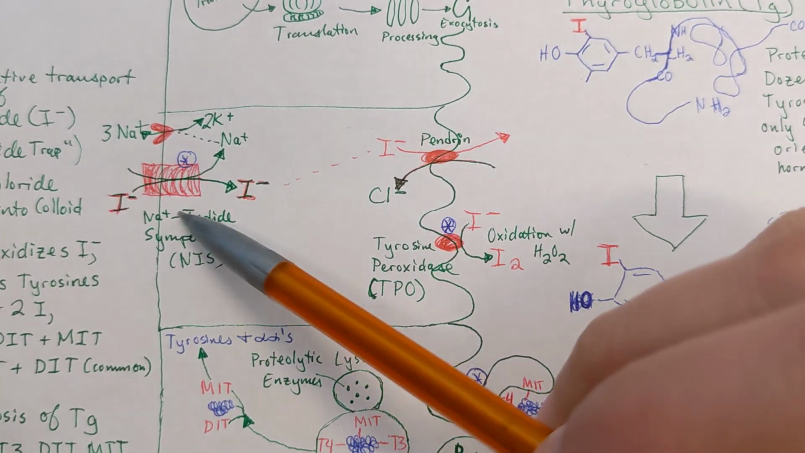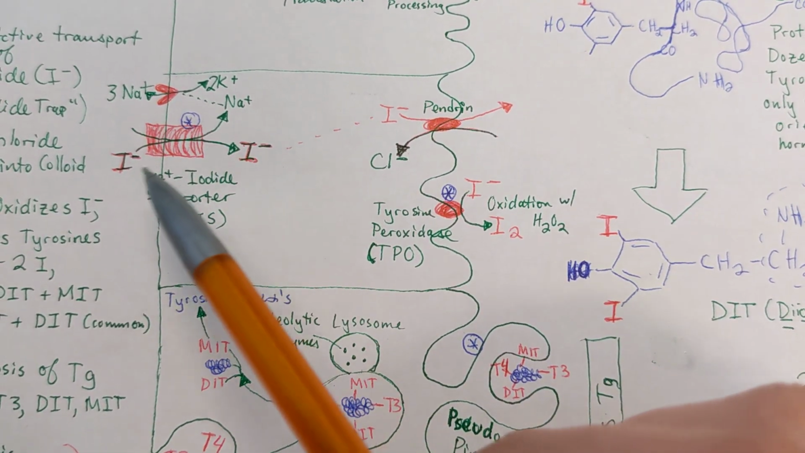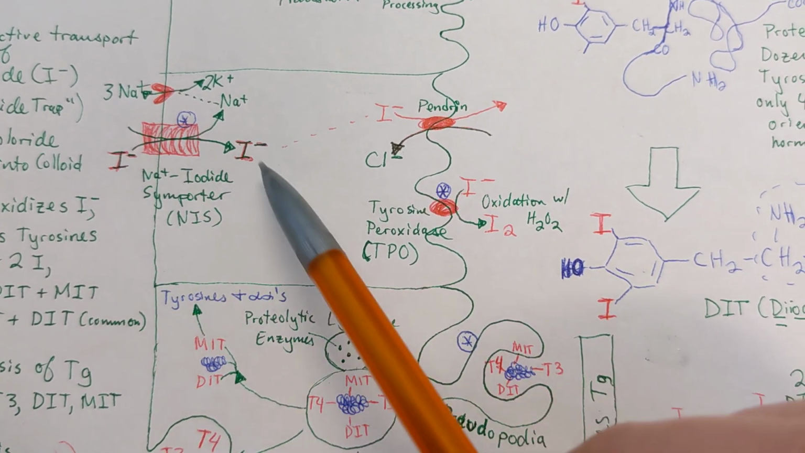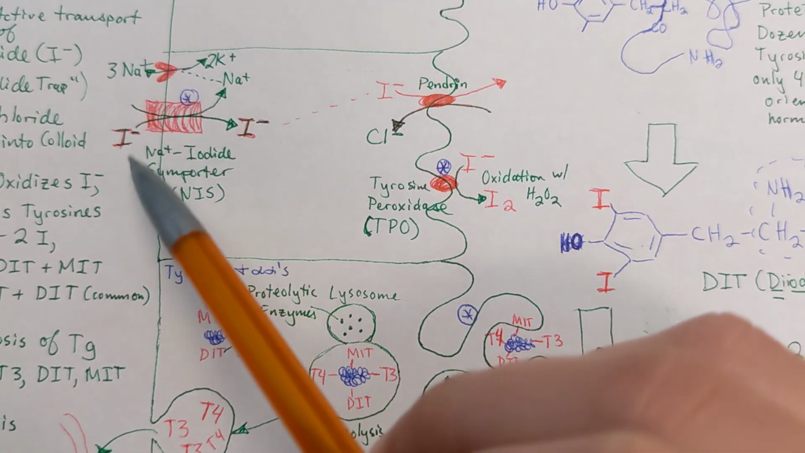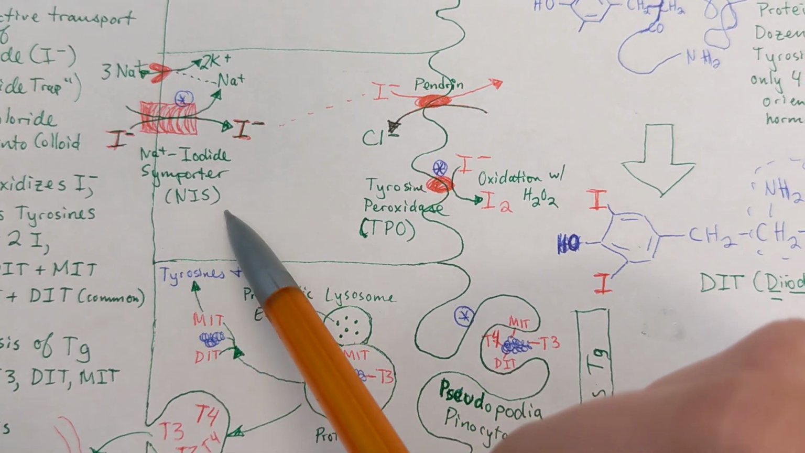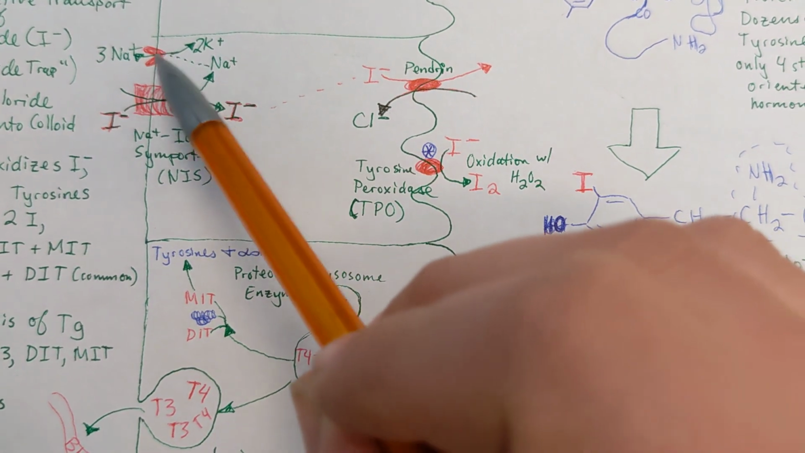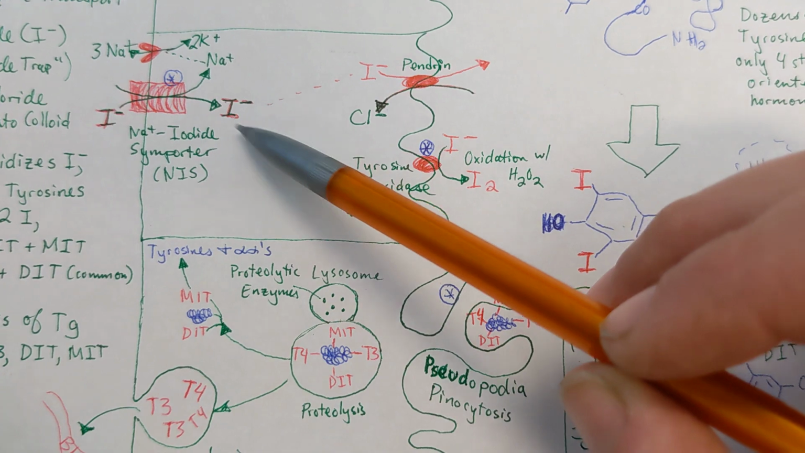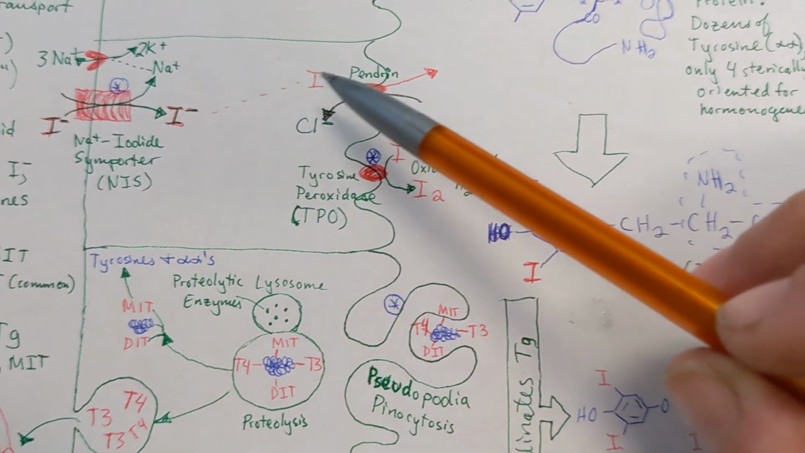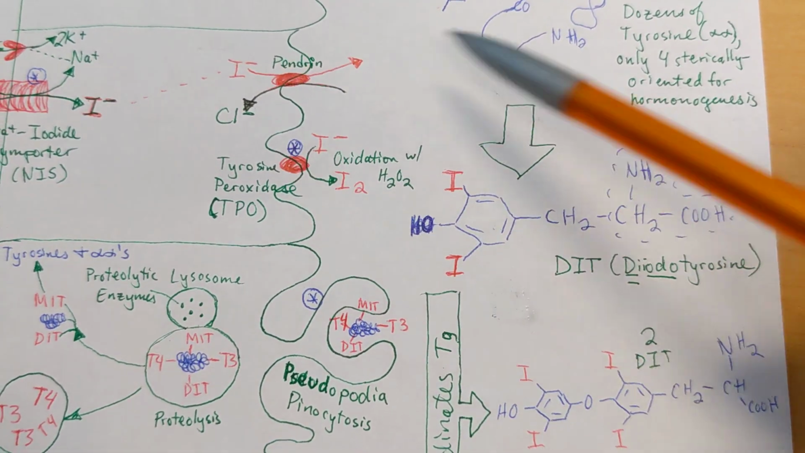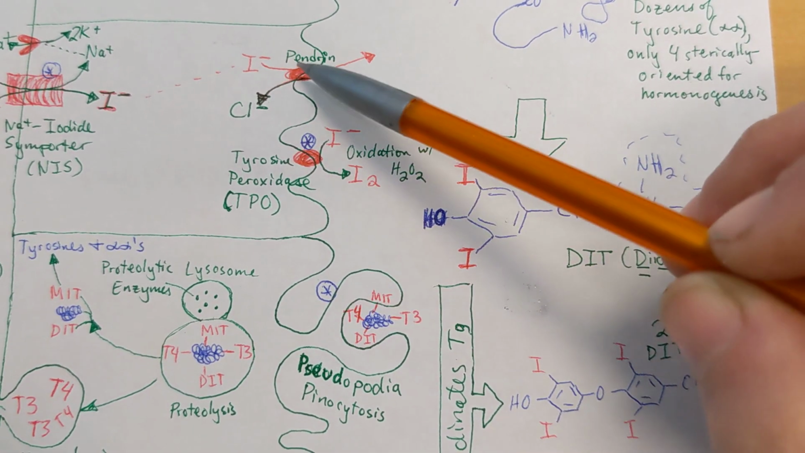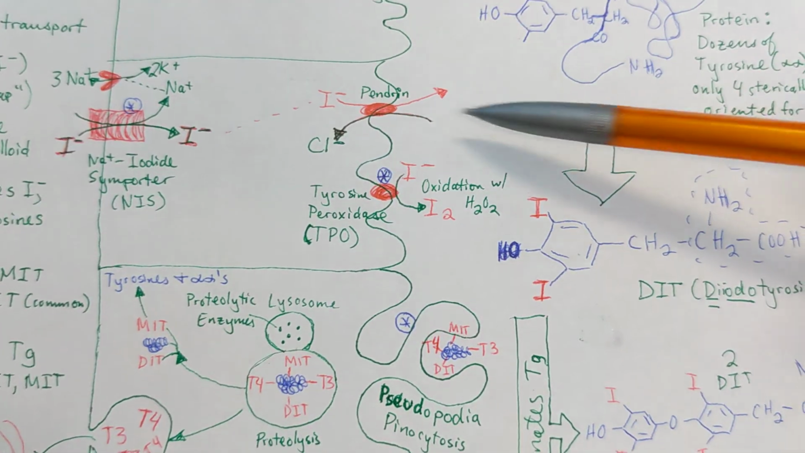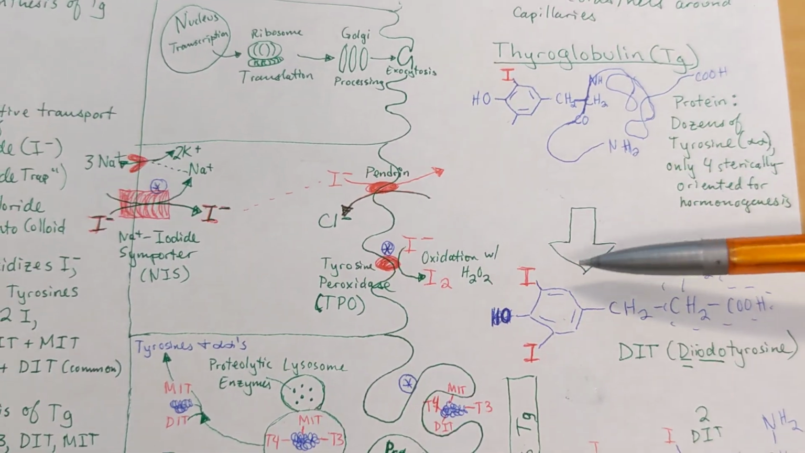Also occurring is the transport of iodide from the blood, from the interstitial fluid, into the cells. This is done by a sodium iodide symporter, the NIS. And so the sodium is continually pumped back out via sodium-potassium pumps, and iodide ends up in the cell. Iodide is then transported into the colloid over here by a protein called pendrin. Okay, so now iodide has been taken out of the blood and is in the colloid over here.